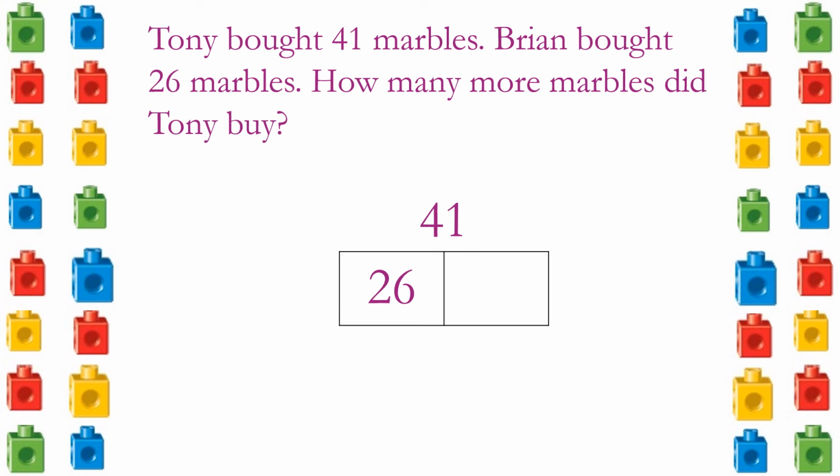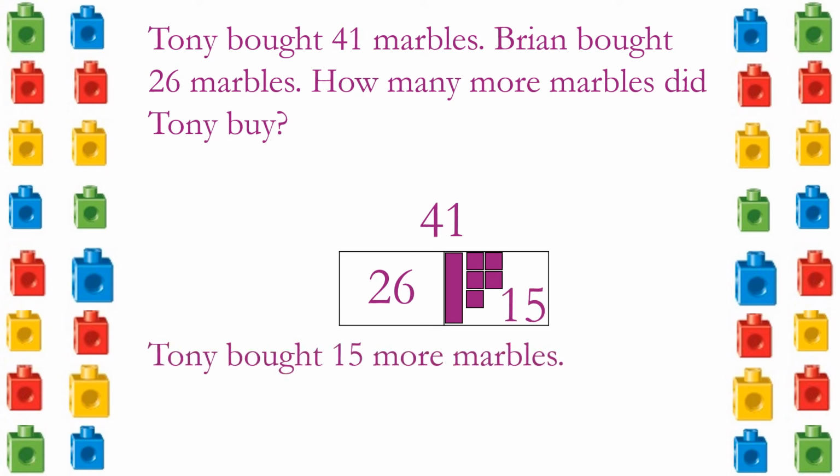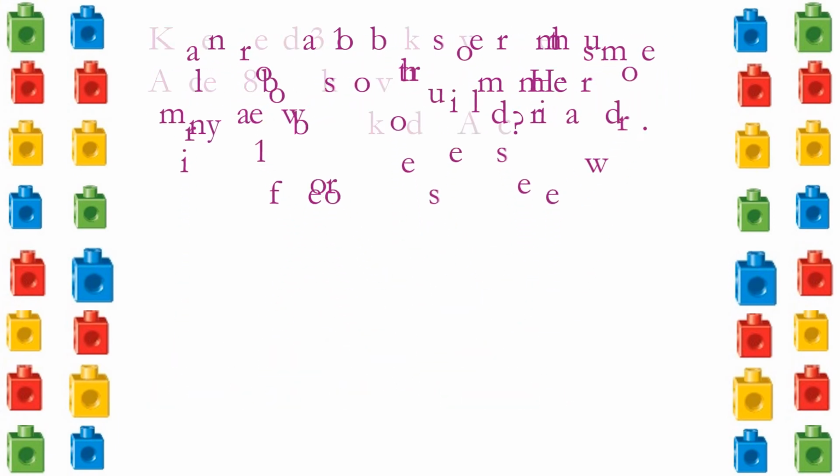We'll start counting at 26, kind of like we would start at 26 on an open number line. 36, 37, 38, 39, 40, 41. What did I just add to 26 to reach 41? 15. So, Tony bought 15 more marbles, or Brian bought 15 fewer marbles.